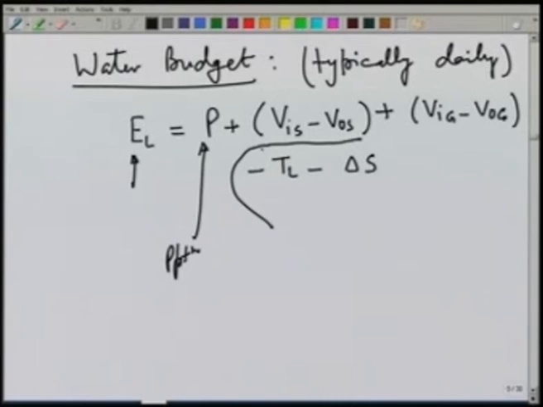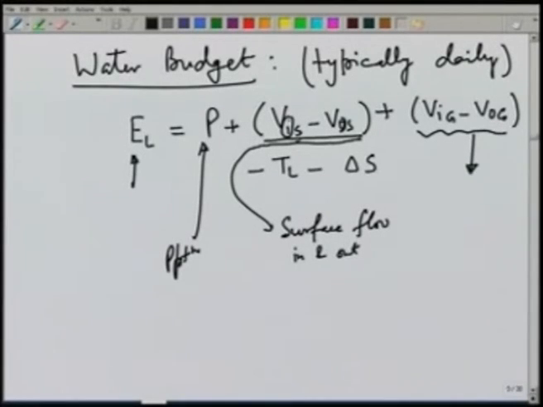VSI and VSO are the volume inflow and outflow from the surface water. So surface flow in and out. The subscript I represents in and O represents out. S means surface. So volume of water which is coming through surface flow in and out, that will give the net inflow. Similarly, this is groundwater, again in and out. So this term gives the net groundwater inflow into the lake.